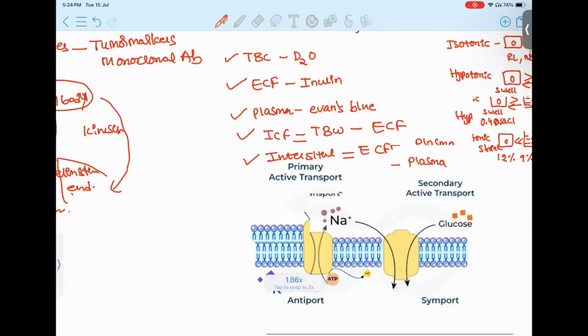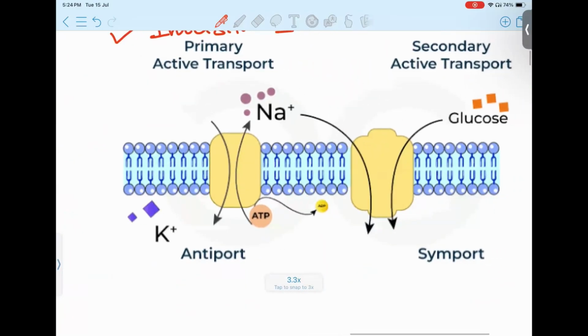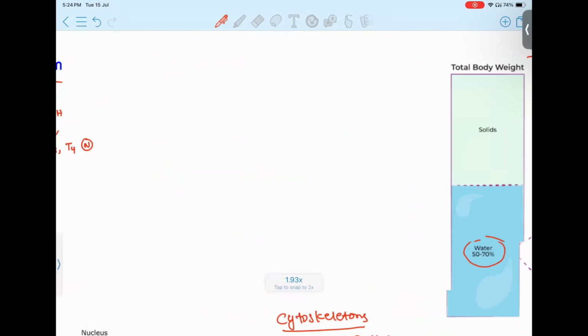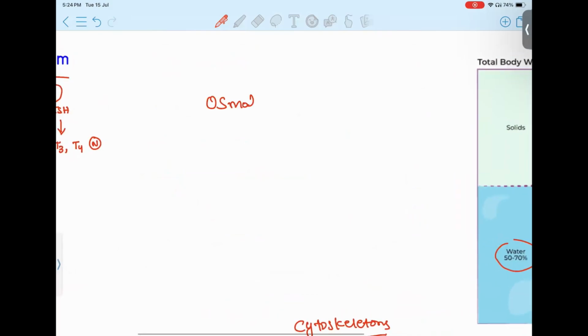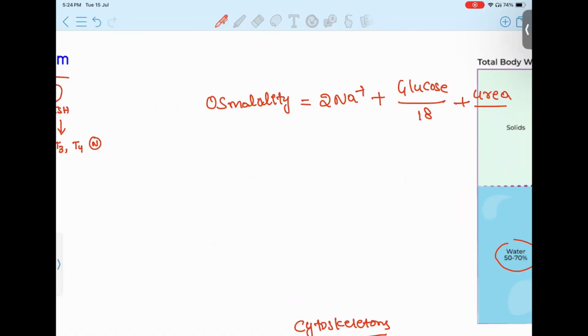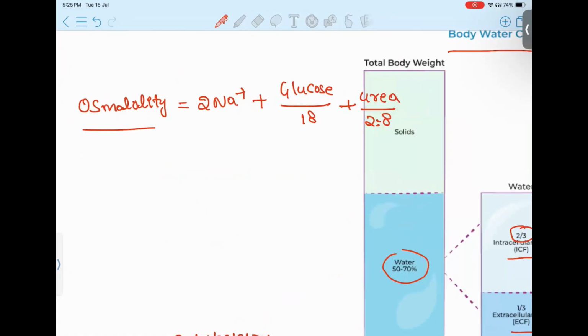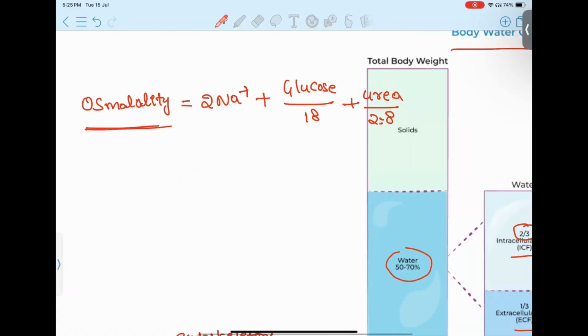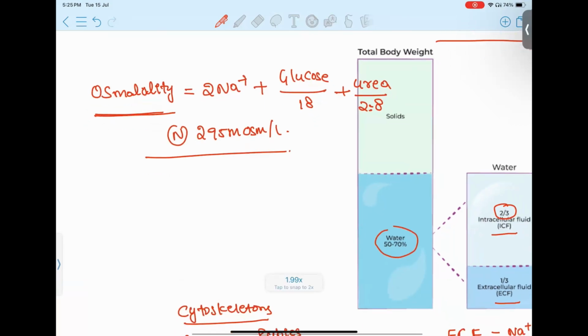All right. So next, moving on to the different types of transport, and it's important. Another thing that we have to remember is the osmolarity formula. How to calculate the osmolarity? You can calculate it this way: take 2 times sodium plus glucose divided by 18 plus urea divided by 2.8. If you add all these values, we'll get the normal osmolarity. The normal osmolarity is around 295 milliosmol per liter.